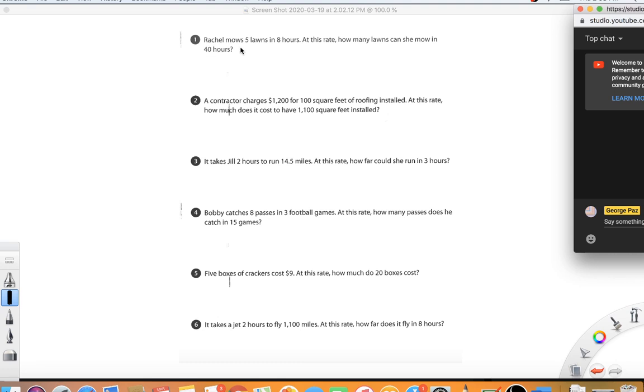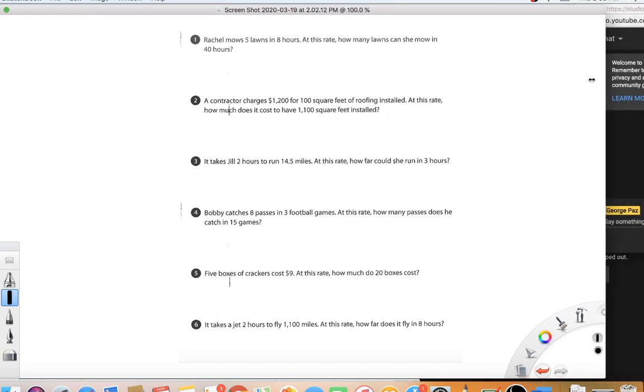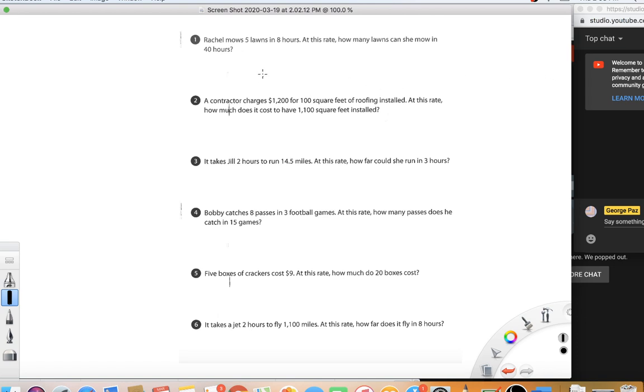So the first one says Rachel mows 5 lawns in 8 hours. At this rate, how many lawns can she mow in 40 hours? So first, we're going to put our ratio first. So 5 lawns, L, to 8 hours. Let's put a capital L just so we can notice it. We want to find out how much it takes for 40 hours.